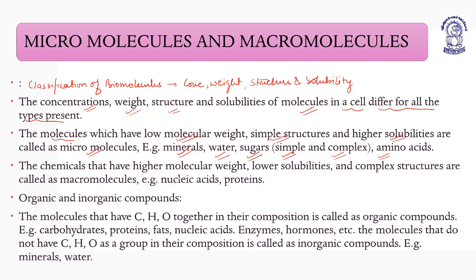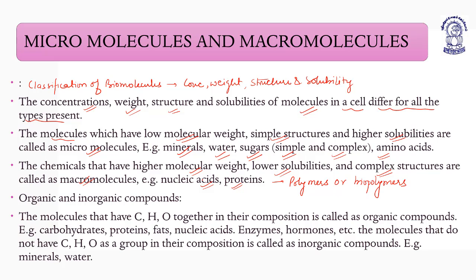The chemicals that have higher molecular weight, lower solubility and complex structures are the biopolymers. These are known as macromolecules, like proteins and nucleic acids. They are so complex that their solubility is less in comparison to the micromolecules.